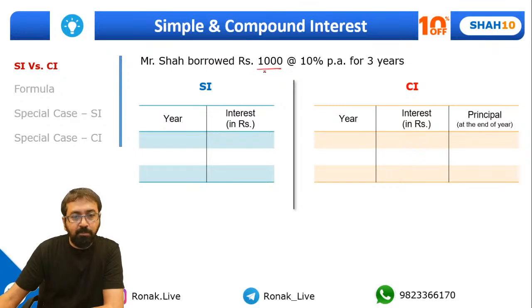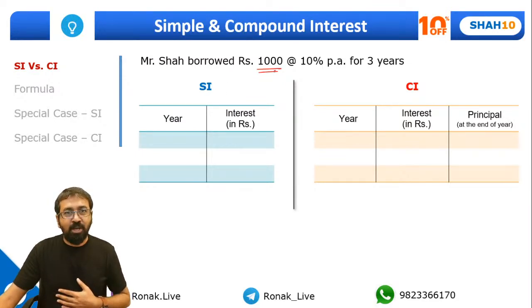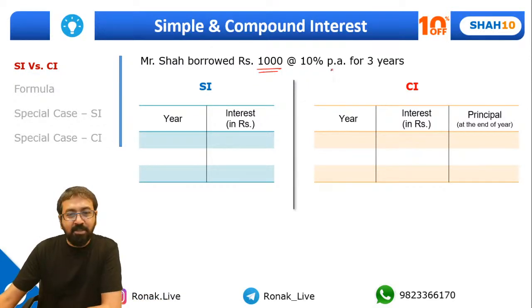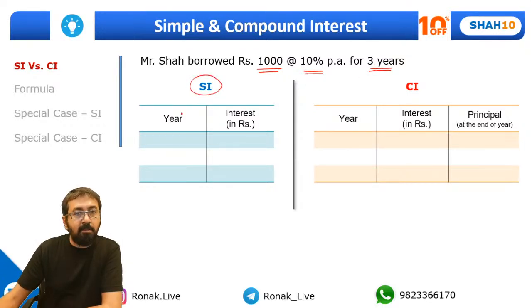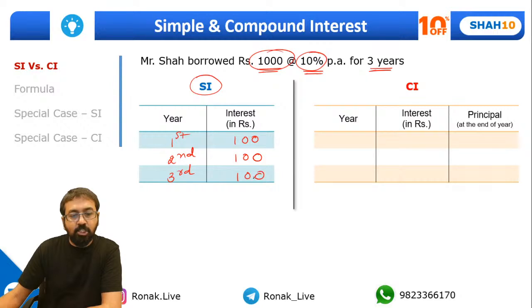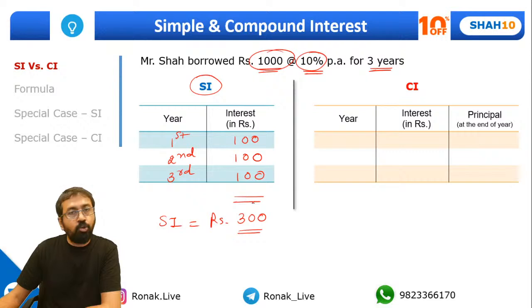Guys, if you borrow 1,000 rupees, I'm Mr. Shah, right? And I borrow 1,000 rupees. You know, COVID, I'm moneyless. So if I borrow 1,000 rupees at 10% per annum rate of interest for 3 years, and I have borrowed it at simple interest, then the first year interest will be 10% of 1,000, that is 100 rupees. Even for the second year, the interest will be the same, 10% of 1,000, that is 100 rupees, and third year interest will also be the same, 100 rupees. So for 3 years, I'll be paying total interest of 300 rupees. As simple as that. This is my simple interest for 3 years. Yes, everyone, are you all with me?